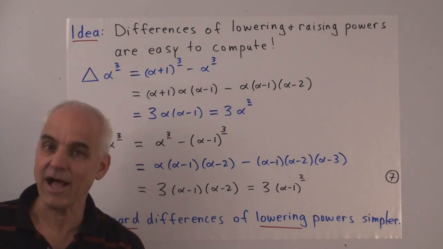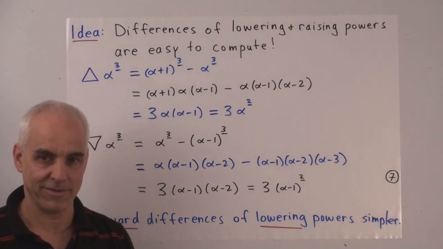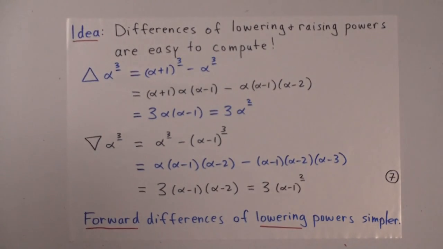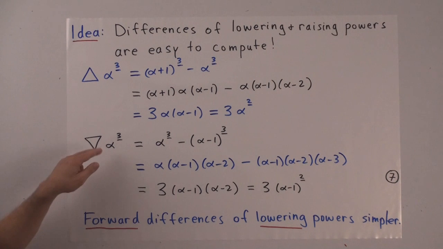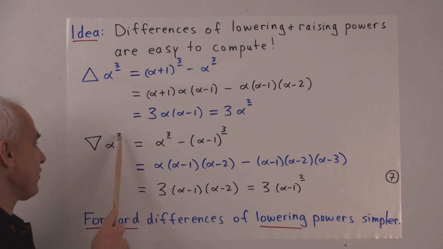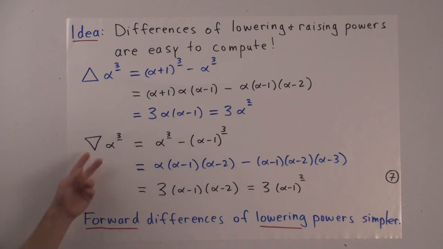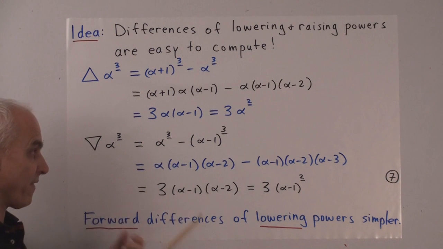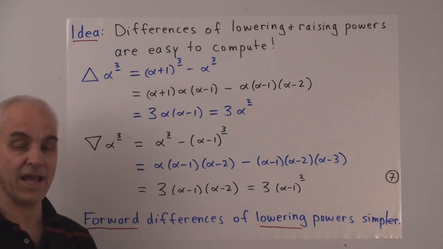For those of you who have studied calculus, I hope this rings a bell. It should look like a very familiar formula. For completeness, let's have a look at what happens if we apply the backwards difference operator to the same lowering power. So del acting on alpha to the 3 falling. What does the backward difference operator do? It takes the polynomial evaluated at alpha and subtracts the value at alpha minus 1.